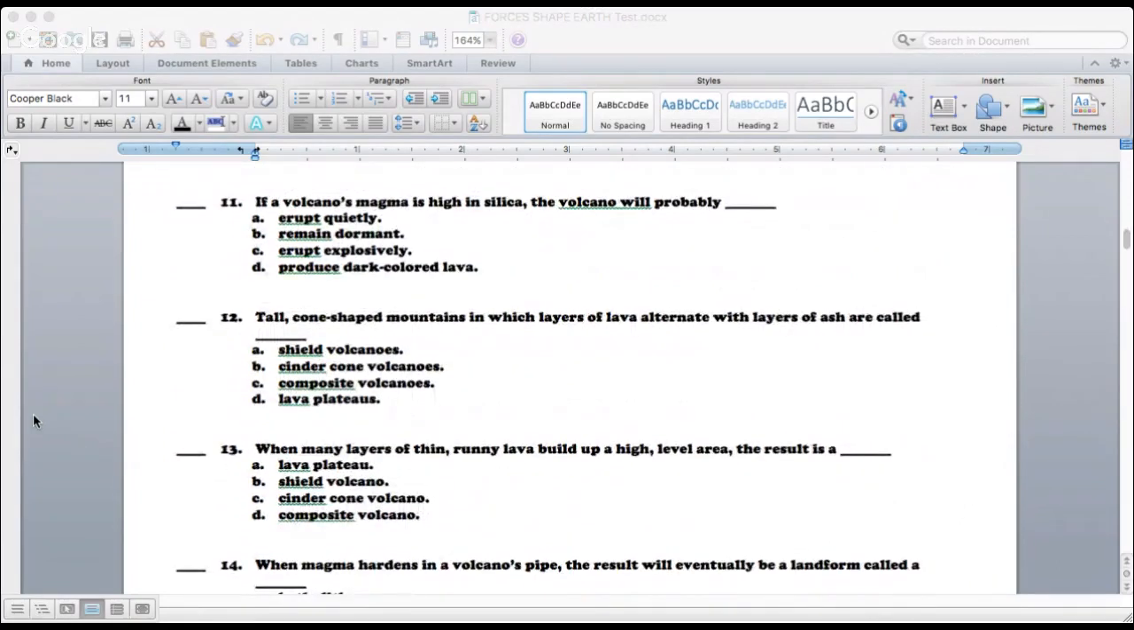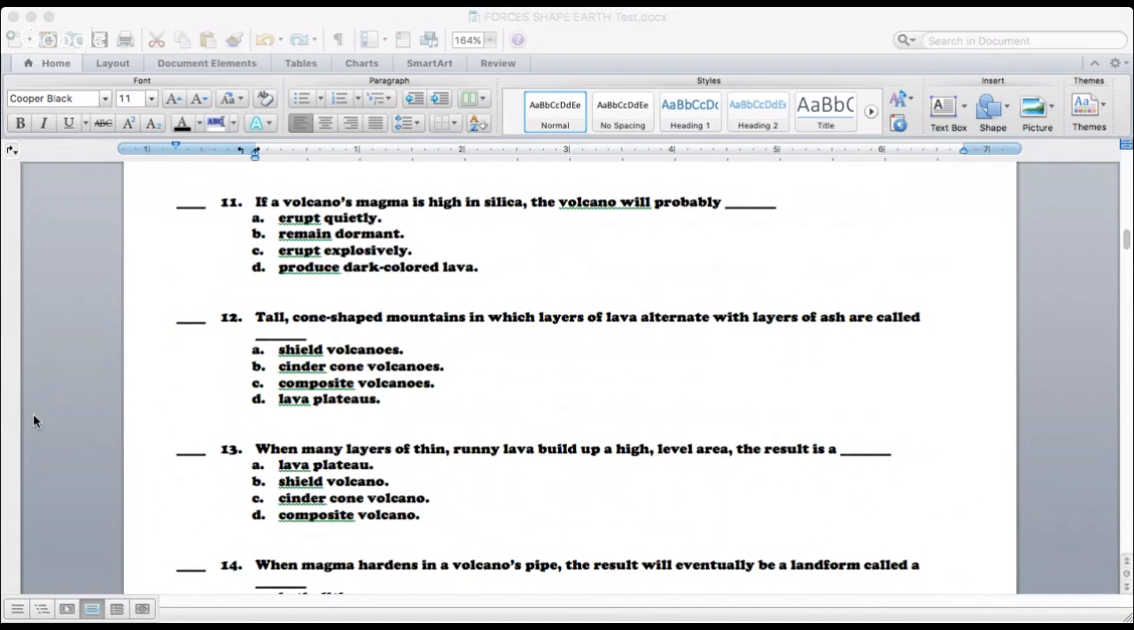Number 11. If a volcano's magma is high in silica, the volcano will probably A. Erupt quietly, B. Remain dormant, C. Erupt explosively, or D. Produce dark-colored lava.